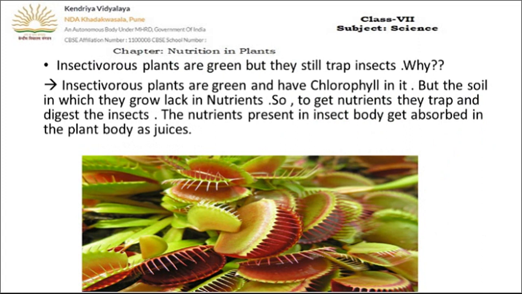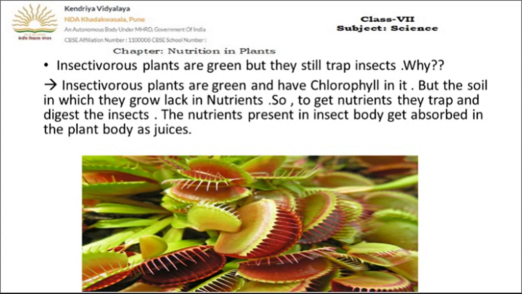Now moving on to the next topic, that is insectivorous plants. There's a question given in the NCERT textbook that insectivorous plants are green. See, insectivorous plants like the pitcher plant, which eats insects, right? They are also green in color. Fine. So if they are green in color, that means they can prepare their food. So if they can prepare their food, then what is the need to trap the insects? Then what is the need to eat the insects? This is a question. What is the reason behind it?